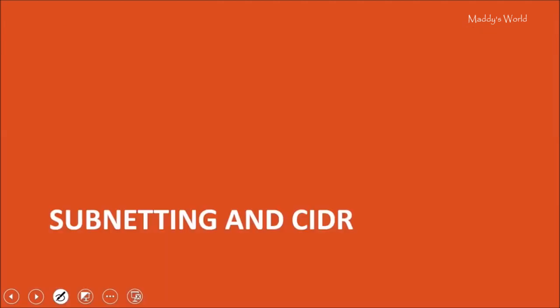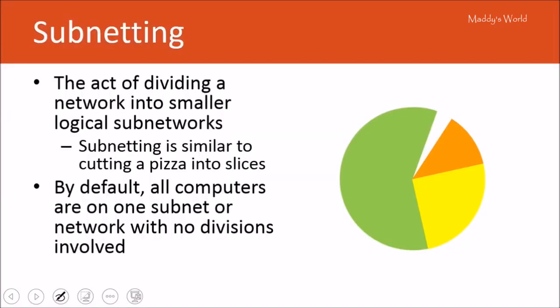All right, so lastly in our voyage through IPv4, we're going to talk about subnetting and CIDR. Subnetting is simply the act of dividing a network into smaller subnetworks. It's similar to taking a big old pizza and cutting it into slices, and the size of those slices differs based on the objective, right? You can make bigger or smaller slices.